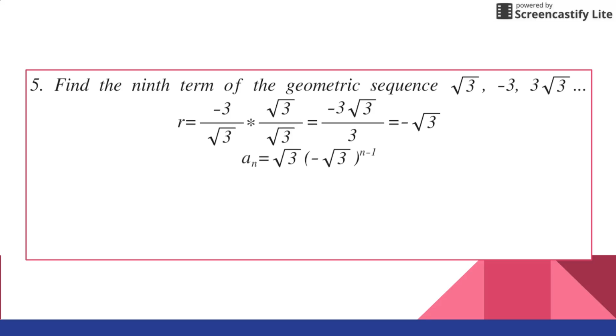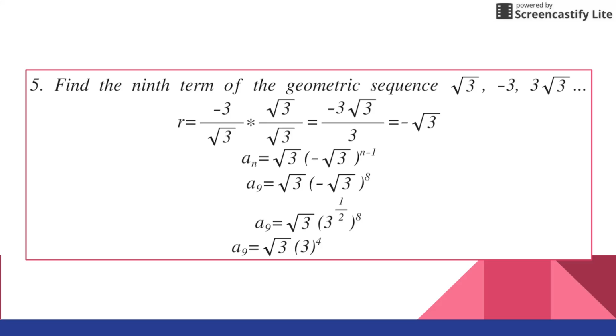Now we plug that into the formula, and we get the first term is radical 3, and the common ratio is negative radical 3. And then we plug in 9, and now radical 3 is actually just 3 to the 1/2. And the negative in that situation can be eliminated since 8 is an even number, so the negative would be canceled out no matter what. So 3 to the 1/2 to the 8th is actually just 3 to the 4th, which can be simplified to 81 radical 3.